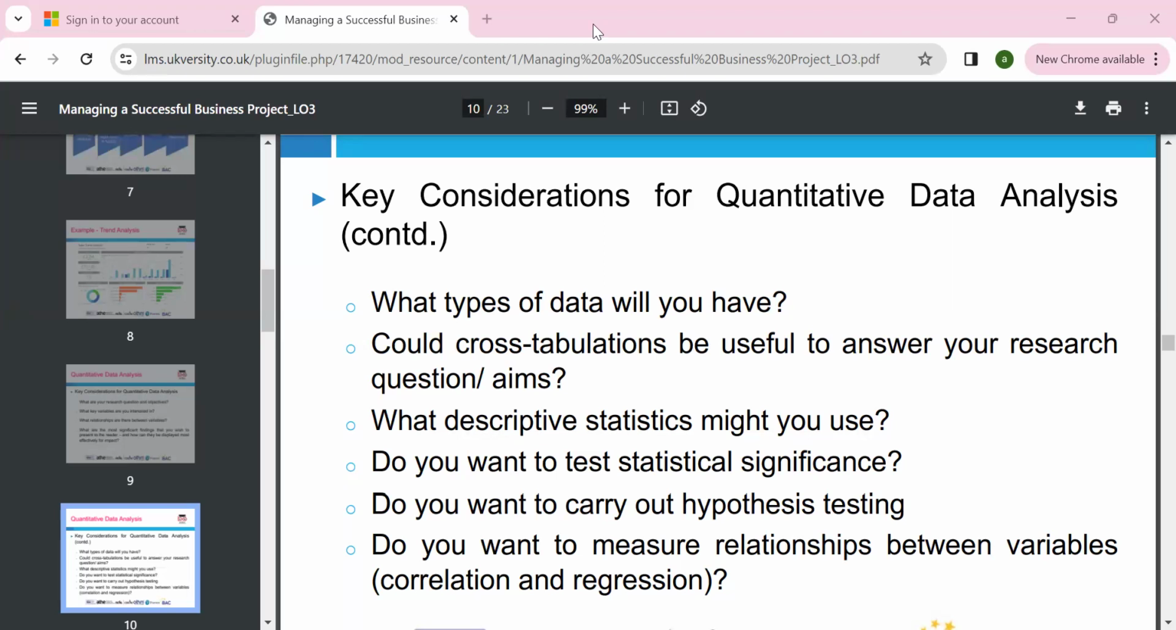Okay, guys. So we can look at the different types of data. Key considerations for quantitative data analysis: cross-tabulation and descriptive statistics might be used. Do you want to test statistical significance? Do you want to carry out hypothesis testing? Do you want to measure the relationship between variables, using correlation and regression? That can be used.